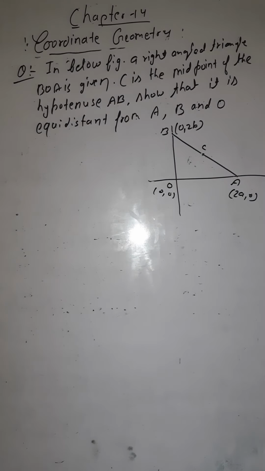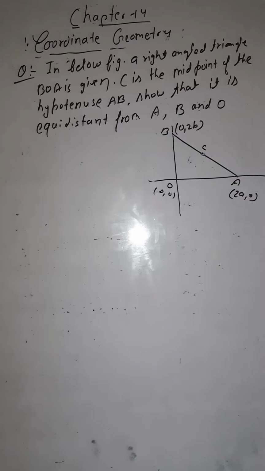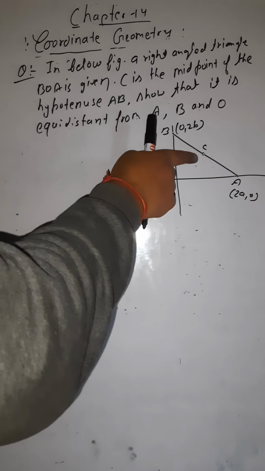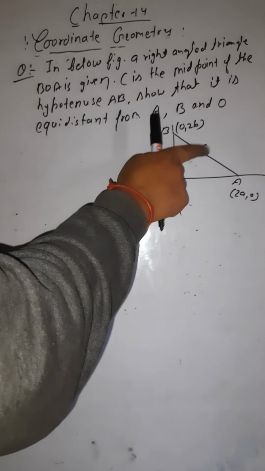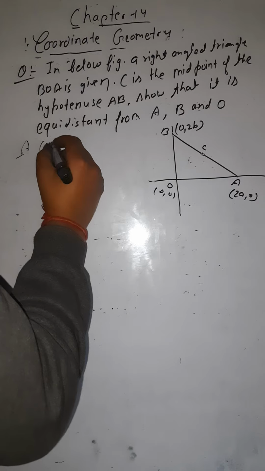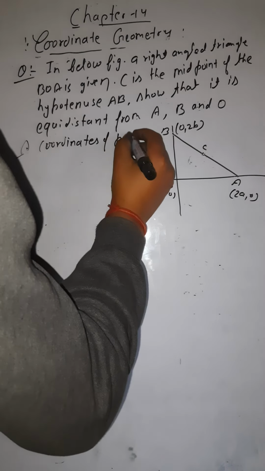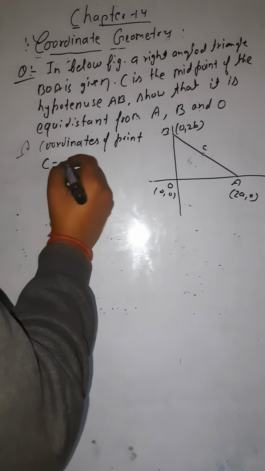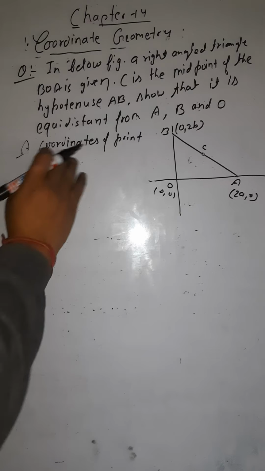So how should I tell? First let me find out the coordinates of point C. C has been given as the midpoint of the hypotenuse. If C is the midpoint here, I can use the midpoint theorem. So here I am writing the coordinates of point C. What are the coordinates? Can you tell me? Using the midpoint theorem.